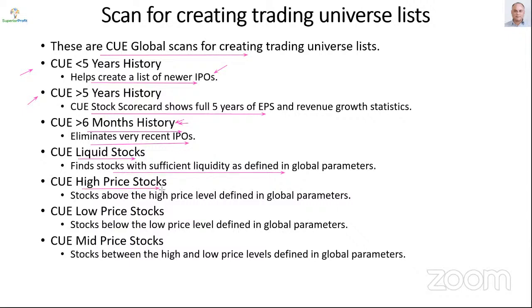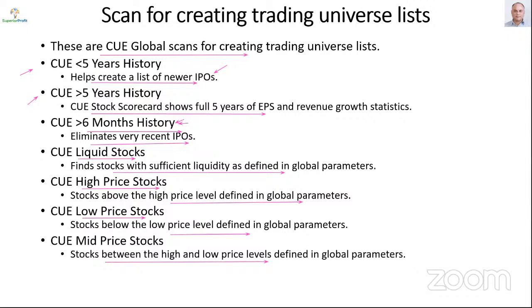High price stocks: stocks above the high price level defined in global parameters. Low price stocks: stocks below the low price level defined in global parameters. Mid-price stocks: stocks between the high and low price levels defined in global parameters. As I mentioned, you set these parameters only once and usually you don't change it.